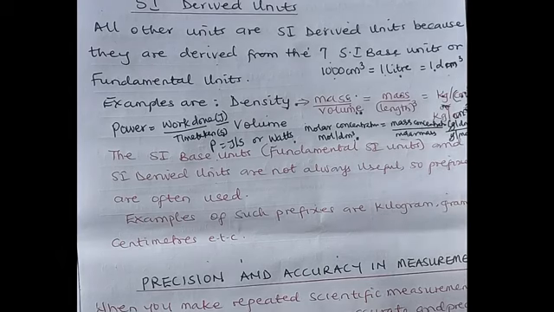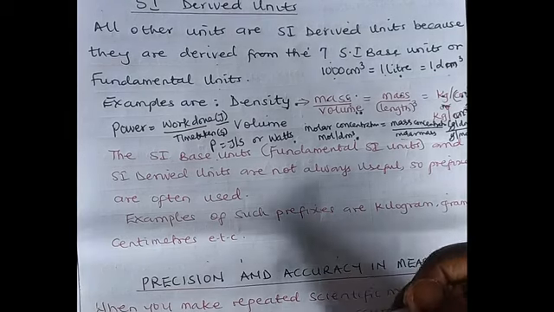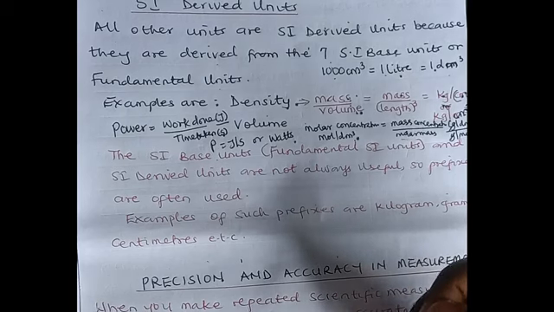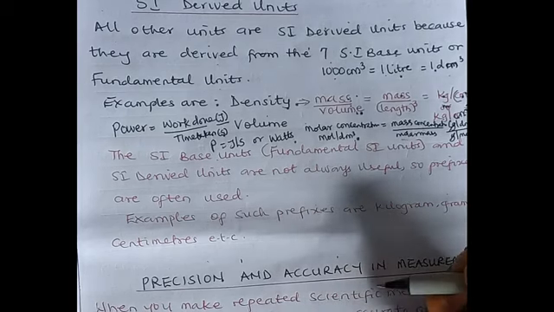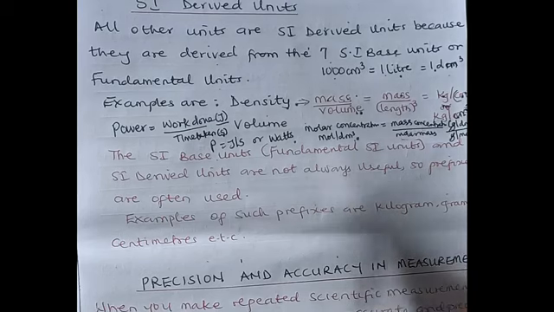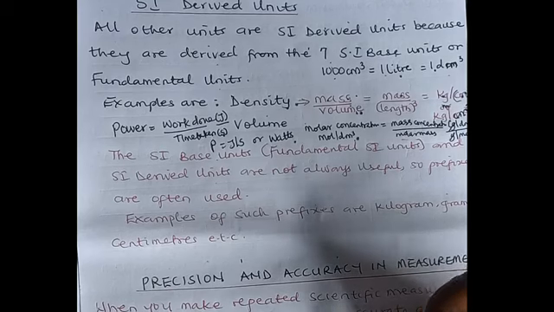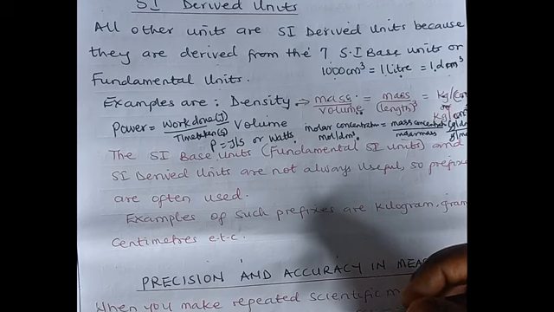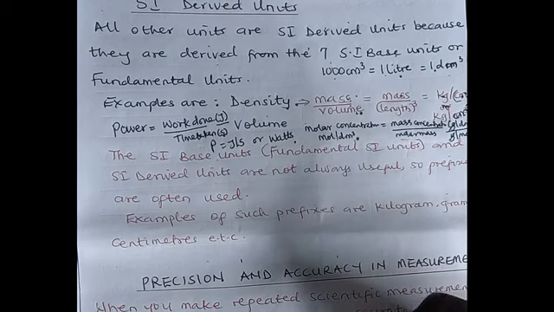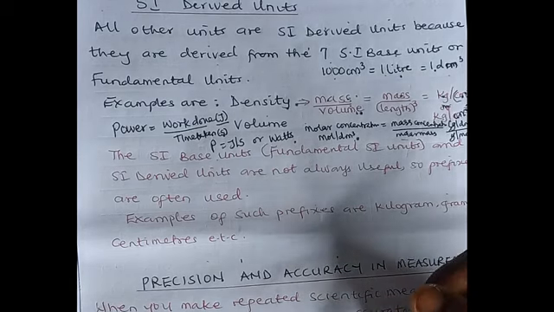Now, your precision measures how closely repeated measurements agree with each other. Take for instance, you are to titrate. Maybe during titration, the volume of acid that neutralizes a base is roughly 25 cm3. Now you carried out another experiment, and you got 24.90.